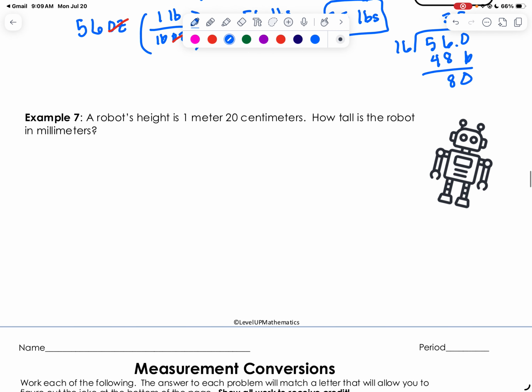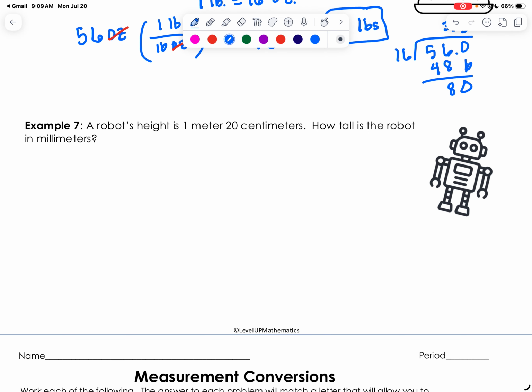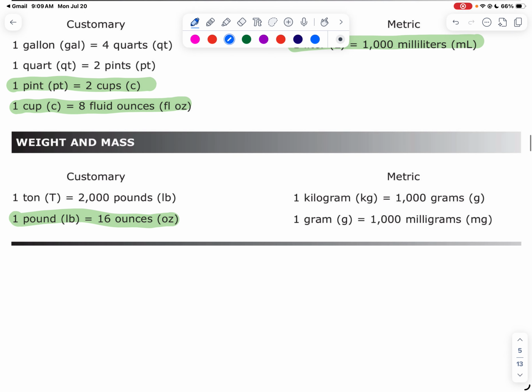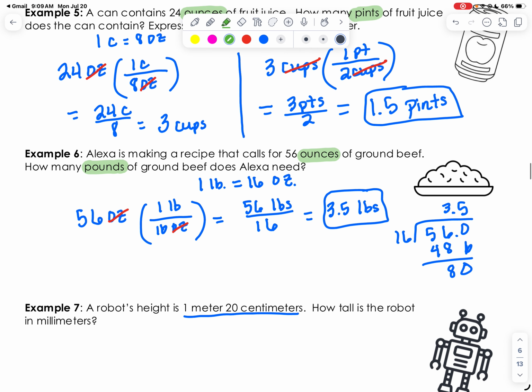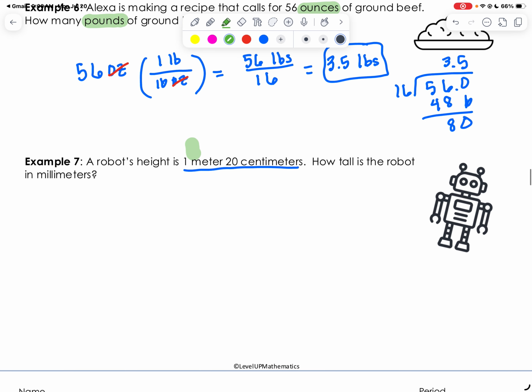All right, example 7. A robot's height is 1 meter, 20 centimeters. How tall is the robot in millimeters? So what we want to do is we want to convert this expression into centimeters. 1 meter, 20 centimeters. So if I go back up and look at my formula chart, I know that 1 meter is equal to 100 centimeters. So 1 meter is 100 centimeters. So I also have an additional 20 centimeters.